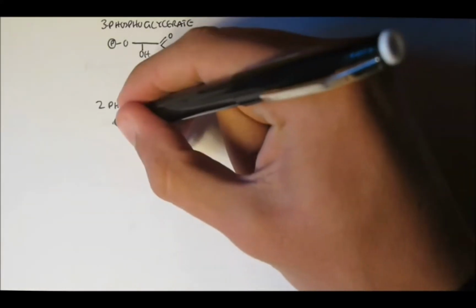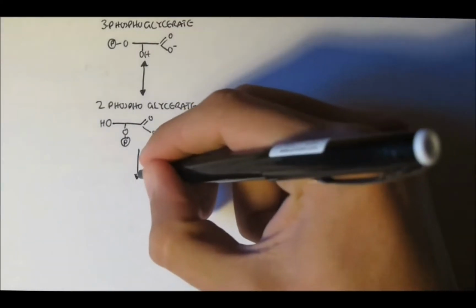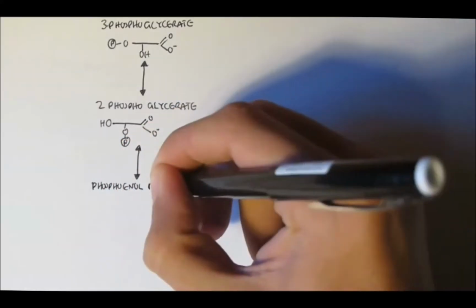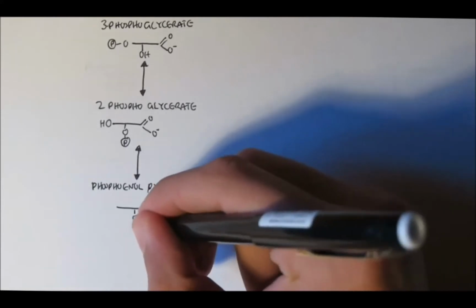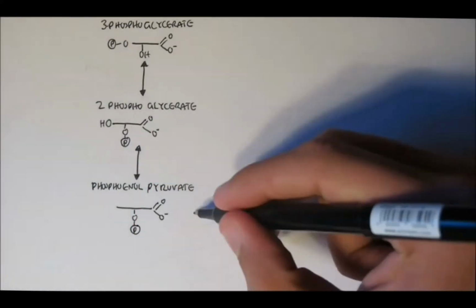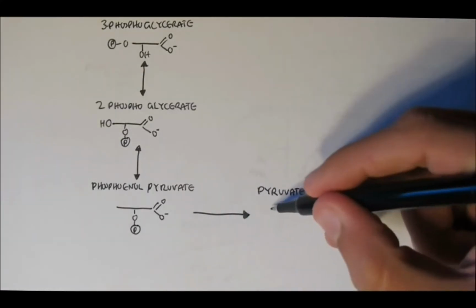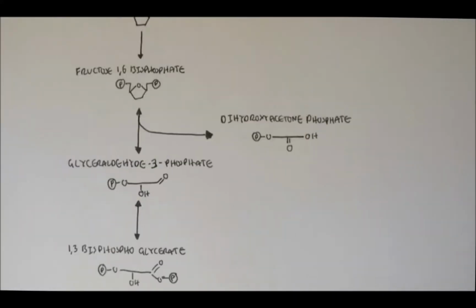So 2-phosphoglycerate will then dehydrate, removal of water, to form phosphoenolpyruvate. And this is what phosphoenolpyruvate looks like. And then finally, phosphoenolpyruvate will dephosphorylate to become pyruvate. And dephosphorylation is the removal of the phosphate from off the 2nd carbon. Now, pyruvate is the final product of glycolysis. So now let's go back and look at the enzymes and stuff.